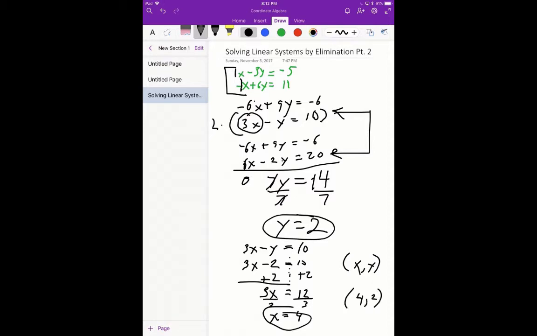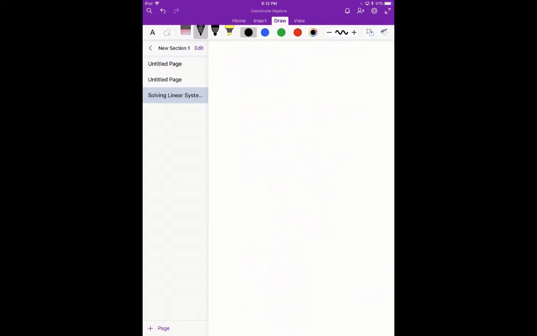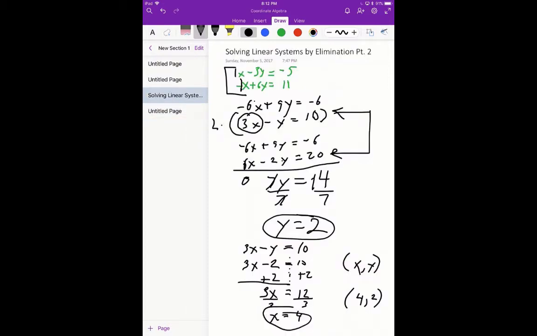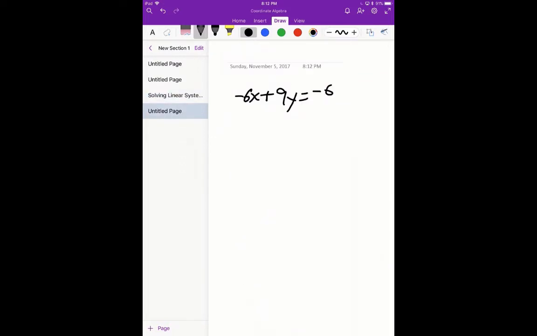Okay? Now, in order to make sure that we have the right solution, we have to go back and plug these values into the original equations. So I'm going to have to go to a new page, and I'm going to have to rewrite these two equations really quickly. So I have negative 6x plus 9y equals negative 6. And what was the other one? 3x minus y equals 10. Now we're going to take our ordered pair 4, 2 and substitute x equals 4 and y equals 2 into each of these.